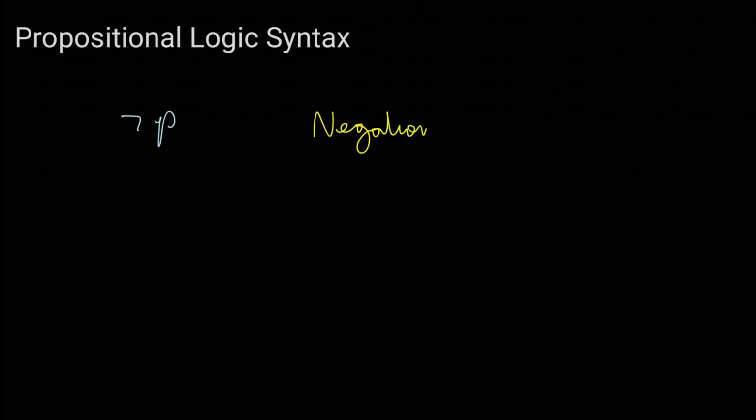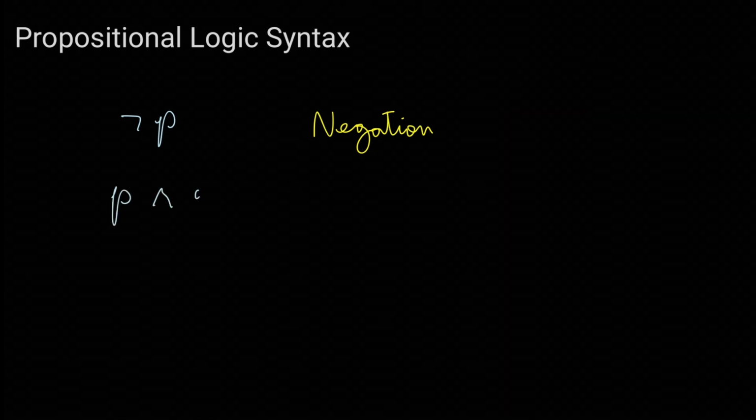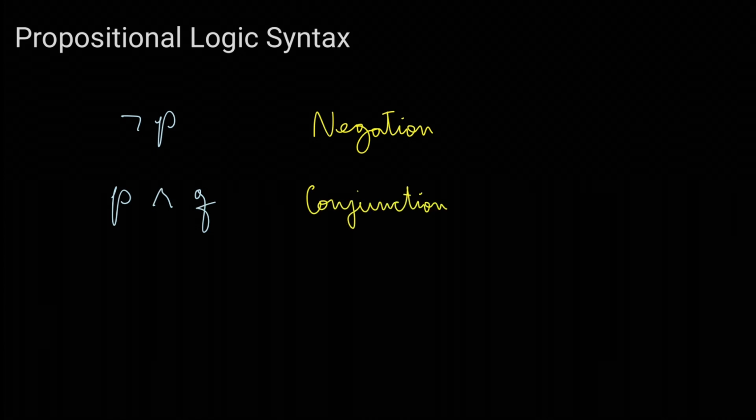So first we have not, which you'll see a lot. So we have, for example, not P, which is the negation. So for example, if P is 2 is even, then not P is 2 is odd. Or you could say it as 2 is not even. It's the same. Then we have and. So P and Q, this is a conjunction. So for P and Q to be true, both P and Q have to be true. So this is not, this is and.